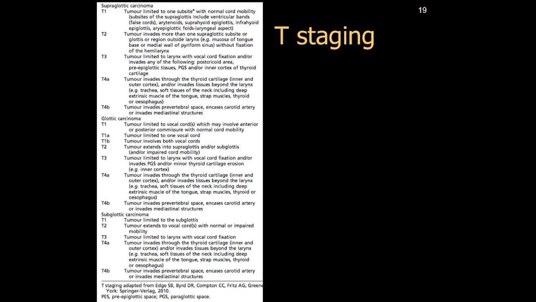You can read details about T-staging in textbooks and papers, but we will briefly discuss some key concepts here. For instance, in the supraglottis, a tumor that is limited to one subsite with normal vocal cord mobility is called a T1 lesion. Therefore, knowledge of subsites and vocal cord mobility are important. If a tumor invades more than one subsite or glottis, or a region outside the larynx, such as the mucosa of the tongue base or medial wall of the piriform sinus, but without fixation of the vocal cords, it is classified as a T2 tumor.